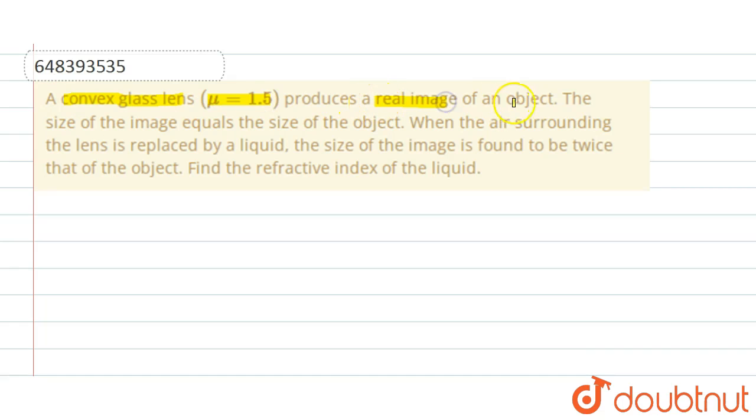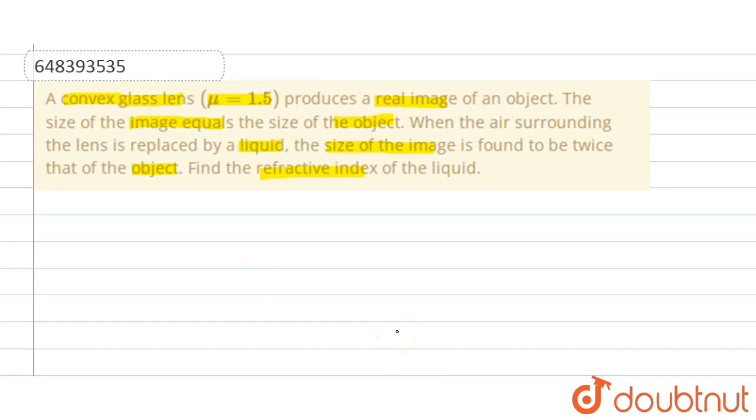Hello students, here the question is: a convex glass lens of refractive index 1.5 produces a real image of an object. The size of the image equals the size of the object. When the air surrounding the lens is replaced by a liquid, the size of the image is found to be twice that of the object. Find the refractive index of the liquid.